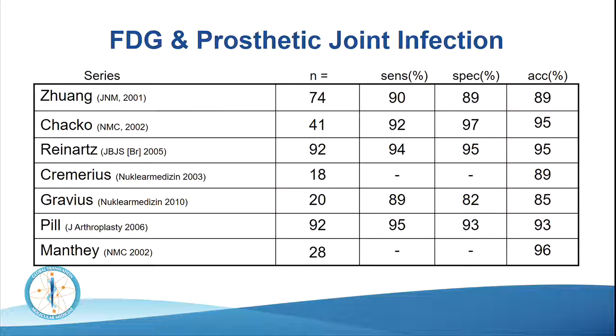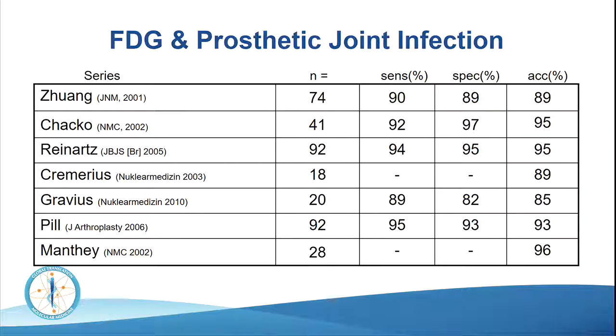What about FDG and prosthetic joint infection? Well, in contrast to the consistently uniform and excellent results that have been obtained with leukocyte marrow imaging over now more than 30 years, the results of FDG over about 20 years of investigation have been somewhat more inconsistent.